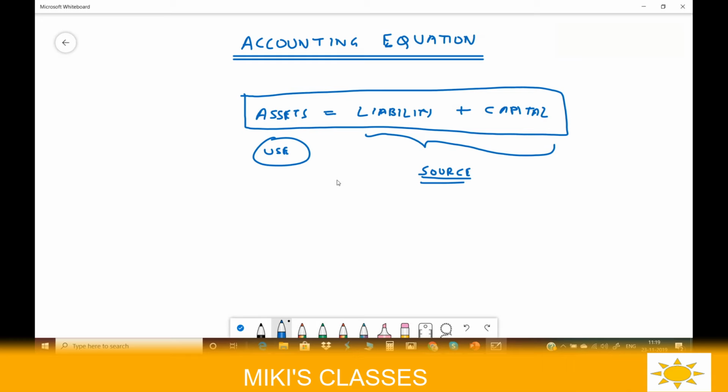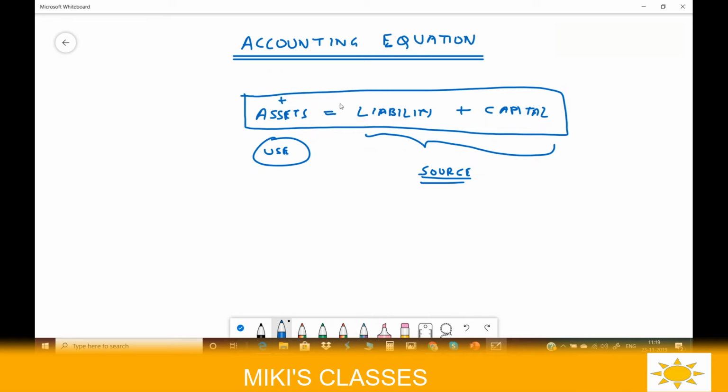Okay. Now, this equation for every single transaction has to balance. And this is the very foundation. This is the bedrock upon which this whole system of double entry bookkeeping is built. Okay, let's see how. So if in a transaction the amount of assets goes up, this equation has to balance. So the left hand side has to be equal to the right hand side, right? So the left hand side, which is assets, has to be equal to the right hand side, liability plus capital.